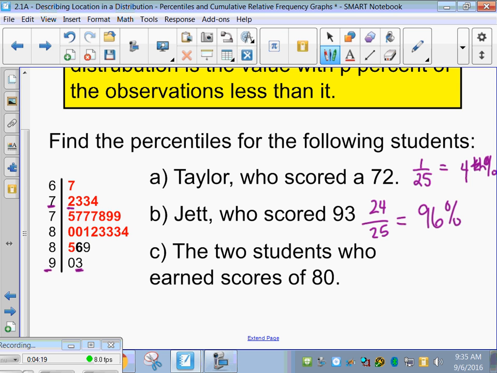So, for example, 2 students who earned scores of 80. So 80 is right here. There's 2 people. We still count how many scores are below 80. 1, 2, 3, 4, 5, 6, 7, 8, 9, 10, 11, 12. So 12 people are below 80. Even though there's 2 scores of 80, it's only how many are below. So those people both scored at the 48th percentile.